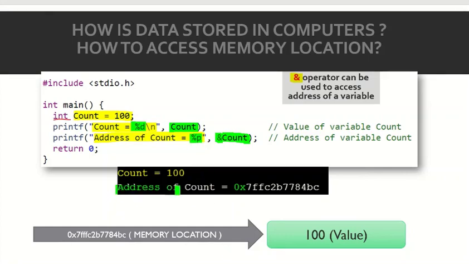So this is the address of the count, 0x7FFC2B7784BC. This is a hexadecimal format, and this is the location where the value 100 is stored in my system. If you execute it in your system, it will be a different location where the value 100 is stored. So 100 is the value, and this is the memory location of that particular value.